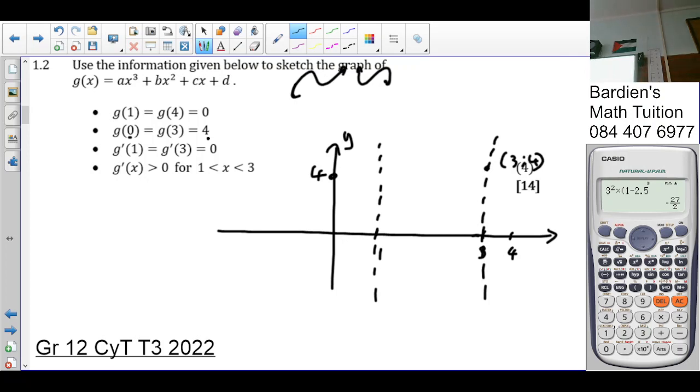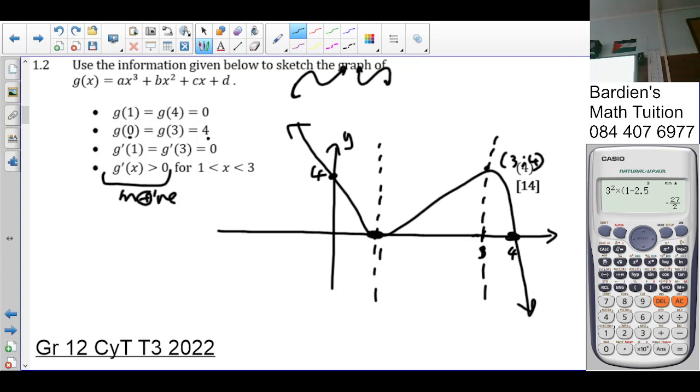Then we are told that g prime of x, or the derivative of x, is greater than 0, which means to say the gradient is positive. Remember, first derivative is general gradient. So the gradient is positive between 1 and 3, so the graph is going up. Can you see that? So, remembering that the graph is going through 1 and 0, and it's also a turning point, so the graph has to come down, then up. There's your function. 4 marks.